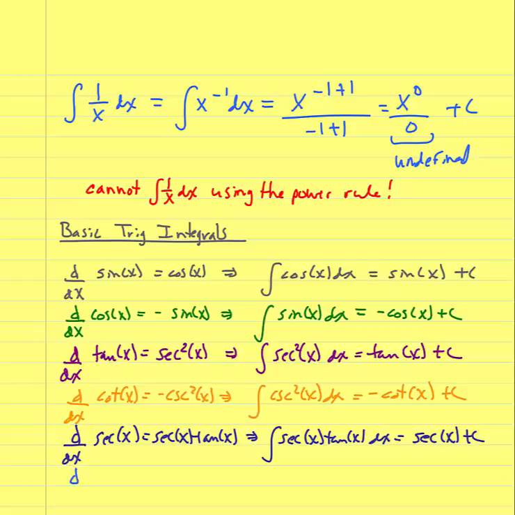Last one, I think, is the derivative with respect to x of cosecant of x is equal to negative cosecant x cotangent x. So that implies that the integral of cosecant x cotangent of x dx is equal to a negative cosecant of x plus c. So knowing these is really going to save you a lot of time when you start talking about antiderivatives.